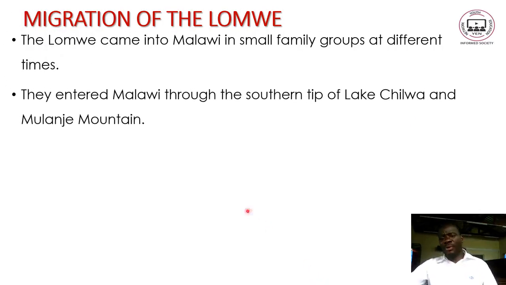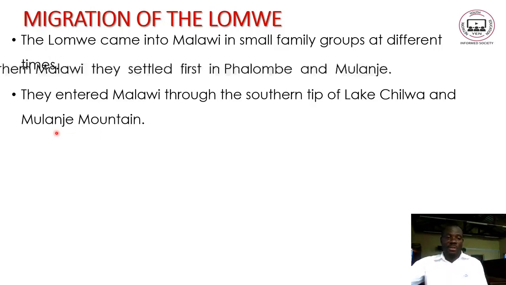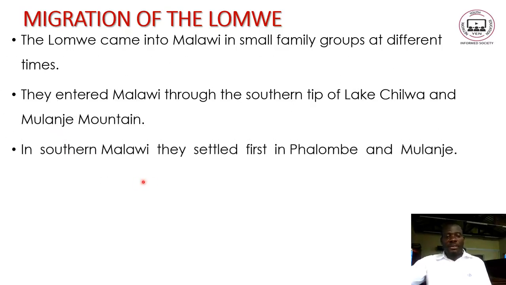So they entered Malawi through the southern end of Lake Chirwa, as you see on the map, and the Mulanje Mountain. That's where they entered into Malawi. In southern Malawi, they settled first in Palombe and Mulanje. As they entered Malawi, the Lomwe were first seen settled in Palombe as well as Mulanje.